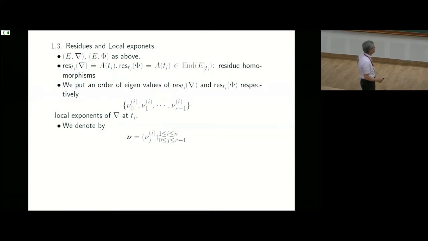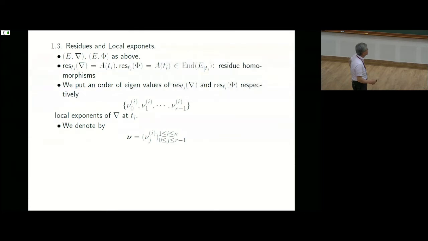So one of the very important invariants for the connection, and for the Higgs bundle, the Higgs field, is the eigenvalues of these residue matrices. For simplicity, we give an order to each eigenvalue. We put the order by hand, starting from 0 to r minus 1, because Inaba likes to start from zero, maybe he likes India. That's okay. So we have these r complex values at each i, and then we totally have n times r eigenvalues, a set of eigenvalues. The totality I will denote by bold nu.